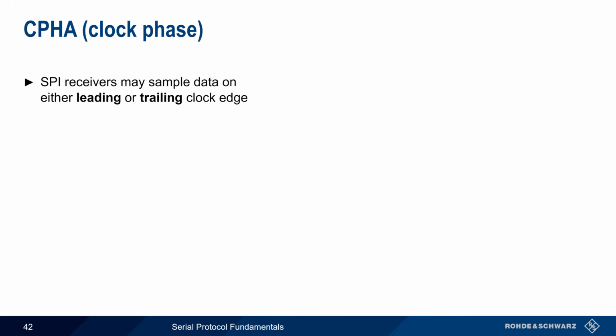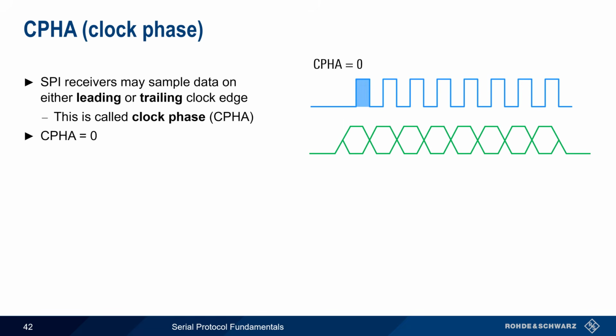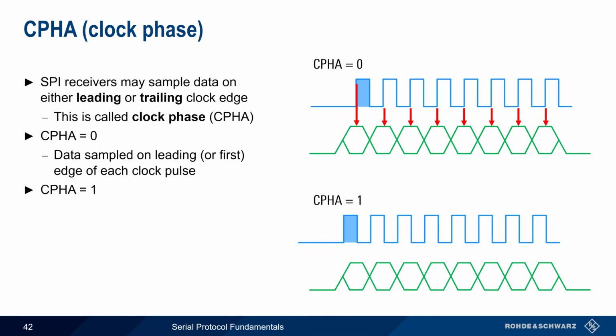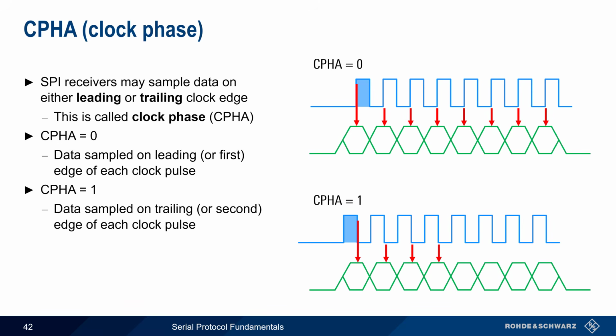In SPI, a receiver may sample the MOSI or MISO data on either the leading or the trailing edge of a clock signal, and this is referred to as the clock phase. There are two possible clock phases. Clock phase 0 means that data is sampled on the leading edge or first edge of each clock pulse. Clock phase 1 means the data is sampled on the trailing or second edge of each clock pulse.